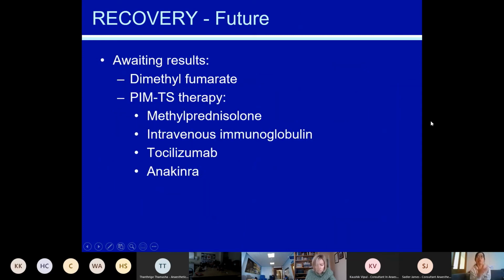So looking towards the future for the RECOVERY trial, these are the treatment arms that have, I think, completed recruiting, but we're still waiting for results for dimethyl fumarate. What that is, I think. And the treatment arms for PIMS-TS, which is the inflammatory syndrome seen in children, for methylpred, IVIG, tocilizumab, and anakinra. So these will be out.